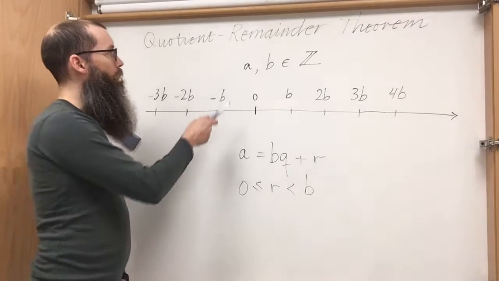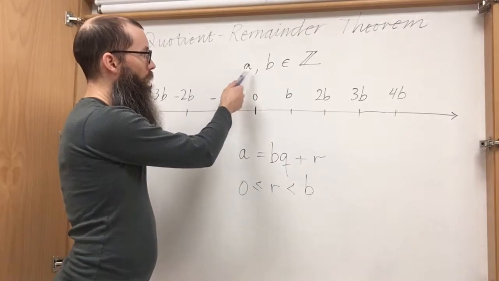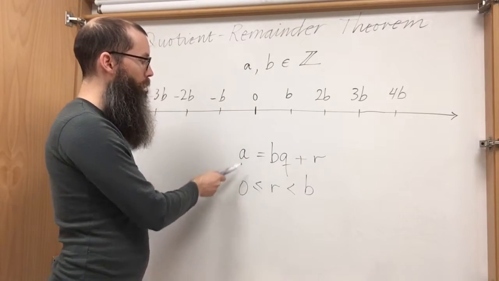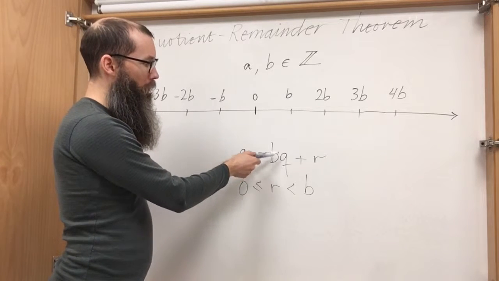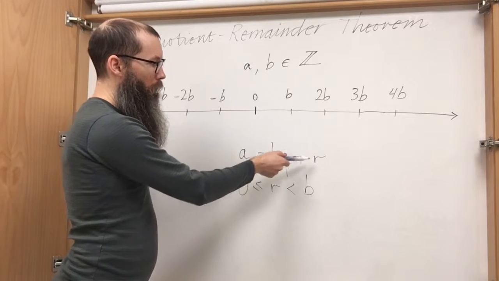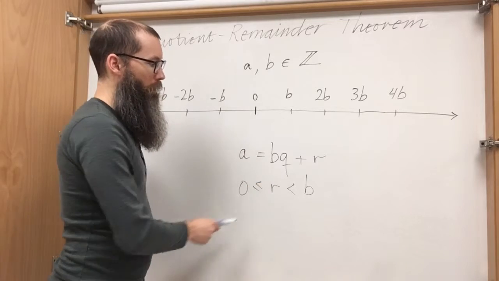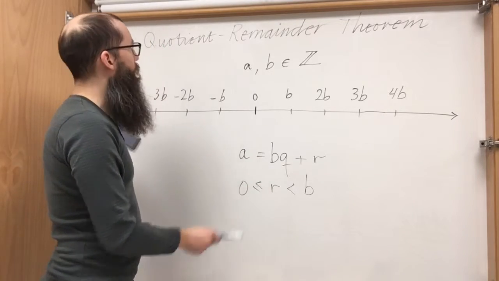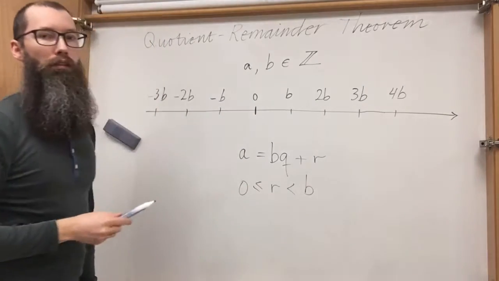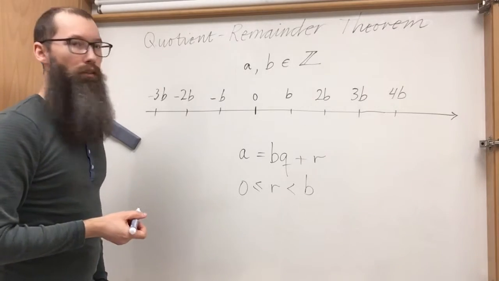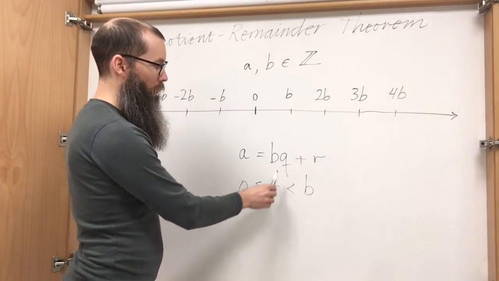So for any integers a and b, I can always write a as b times some quotient plus a remainder less than b. And that is half of the content of the Quotient-Remainder Theorem. The rest of the content is that this can be done in only one way.